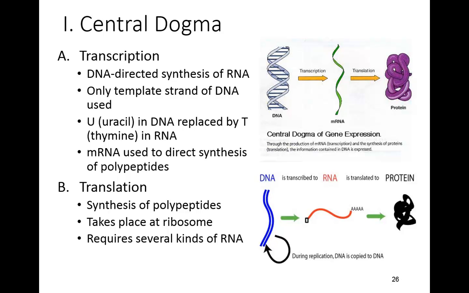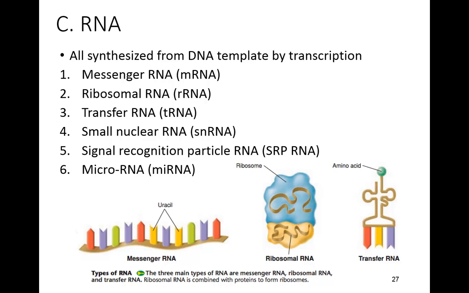Translation then is that synthesis of polypeptides or proteins, and this takes place at the ribosome and requires several kinds of RNA. We have messenger RNA, which is composed of base pairs that pair with DNA. We have ribosomal RNA, which is part of a ribosome. We have transfer RNA, which is involved in the translation process. And then we have a few others: small nuclear RNA, signal recognition particle RNA, and microRNA, which we aren't going to go over.